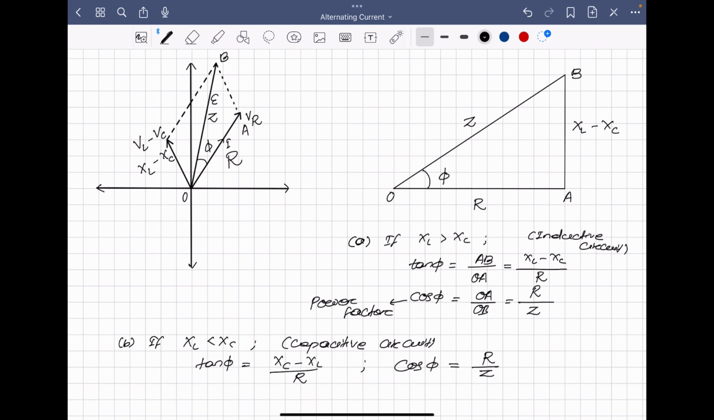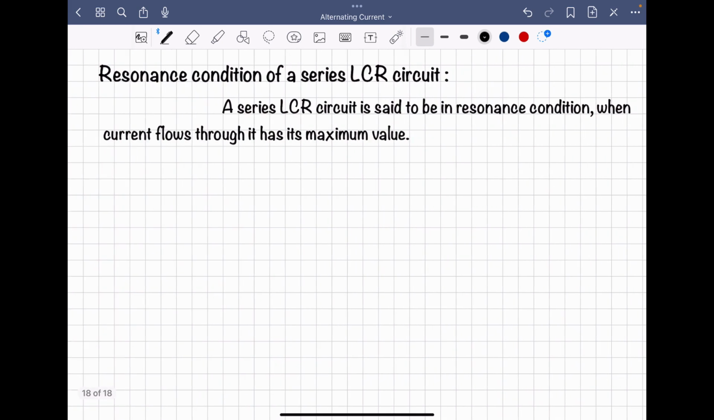Then we have to go through the resonance condition. What is the resonance condition of a series LCR circuit? A series LCR circuit is said to be in resonance condition when the current flowing through it has its maximum value. When the current flowing through an AC circuit or series LCR circuit is maximum, then that series LCR circuit is said to be in resonance condition.